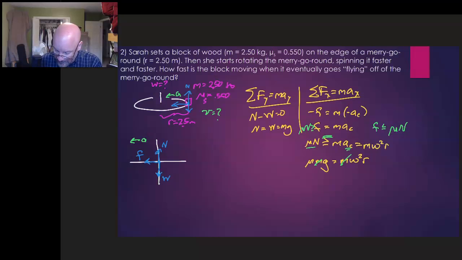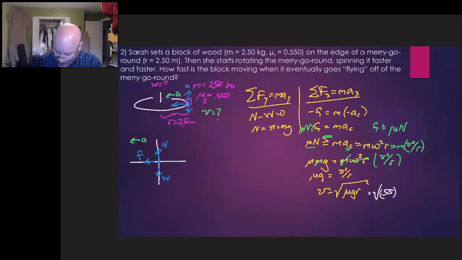Oh, and you know what? I don't want to use the omega squared r configuration. I actually want to use v squared over r, like this. So I'm going to pop in here v squared over r. Okay, so I've got mu g is v squared over r. So when we do a little bit of algebra on this, rearrange it, I'm going to get the square root of mu gr.